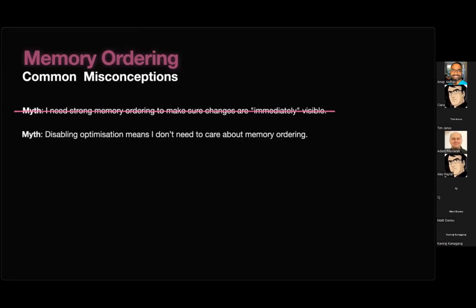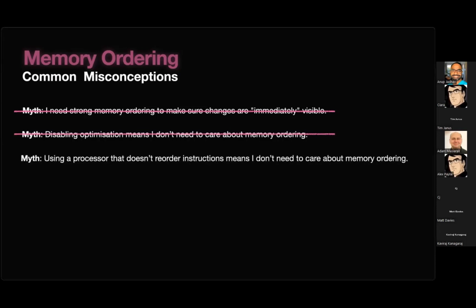Both the compiler and the processor play a role in making things happen in a different order than we might expect. And we looked at this in detail earlier. Turning off compiler optimization won't stop all possible tweaks that the compiler might make. And it won't switch off processor features that can still shuffle instructions around that could potentially cause issues. And the third myth, you know, using a processor that doesn't reorder instructions means I don't need to care about memory ordering.